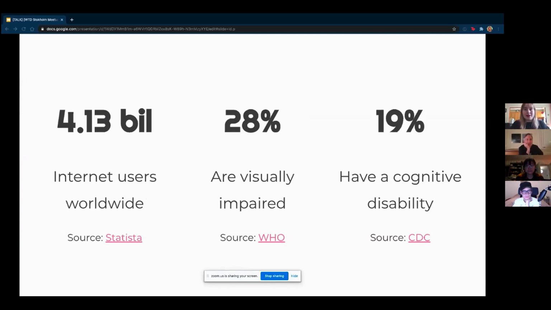4.13 billion people on Earth use the internet, and 28% of them, or a billion users, have some form of visual impairment. That means anything from needing to wear glasses to read, or being colorblind, or having an astigmatism, or a person who is blind. 19%, or about 78 million people, have a cognitive disability, and that includes intellectual disabilities and developmental disabilities. And those are just 2 examples of 2 types of disabilities that may affect the way folks use the internet.